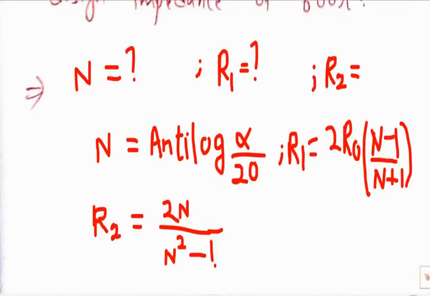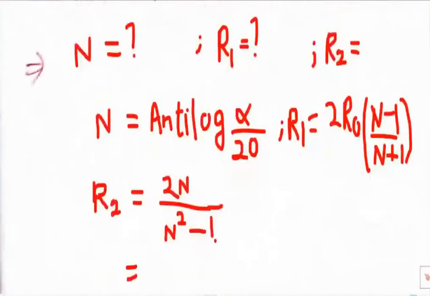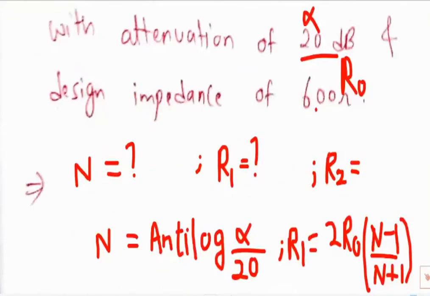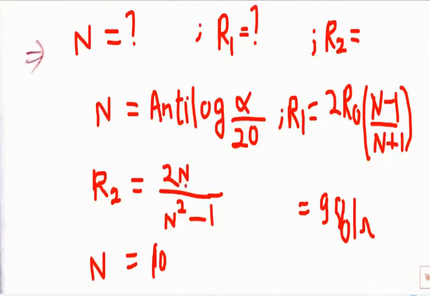Okay. So the answers are, just substitute alpha as 20 dB in this question. So n comes out as antilog of 20 by 20, that means antilog 1, which is 10. Substitute the value of n as 10 in this equation, R0 as 600 ohm, because in the question R0 is given as 600 ohm, and calculate the value of R1. It comes out as 981 ohm.